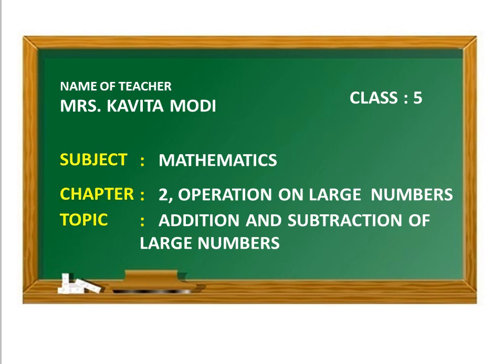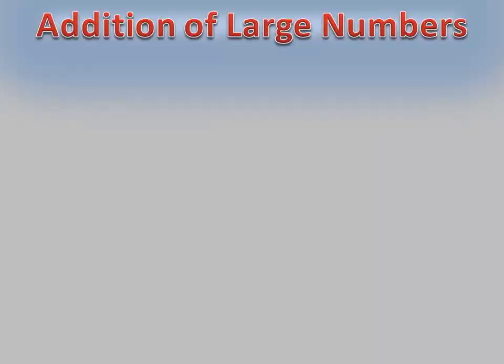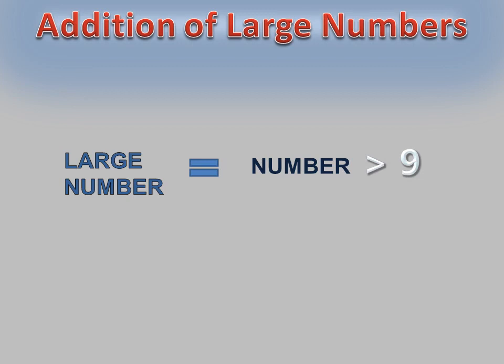Today we are going to start chapter 2, operation on large numbers. And in this chapter our topic is addition and subtraction of large numbers. Addition of large numbers. A large number is just a number with more than one digit. But no matter how many digits a number has, if you know your basic addition facts, you can add it to any other large number easily.